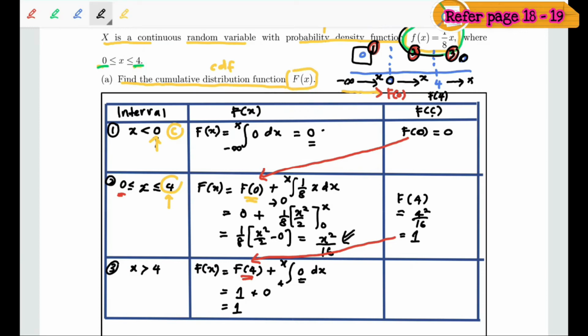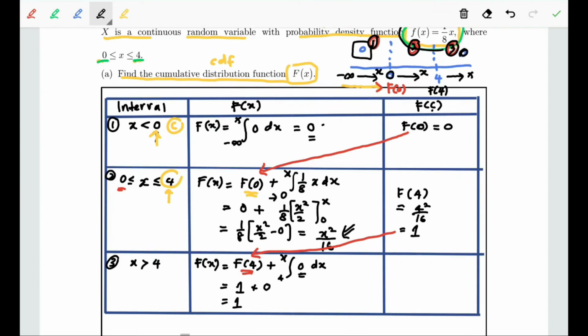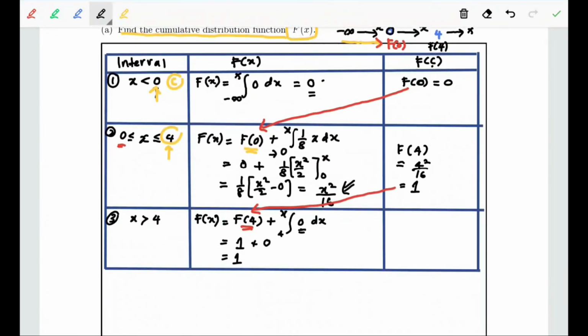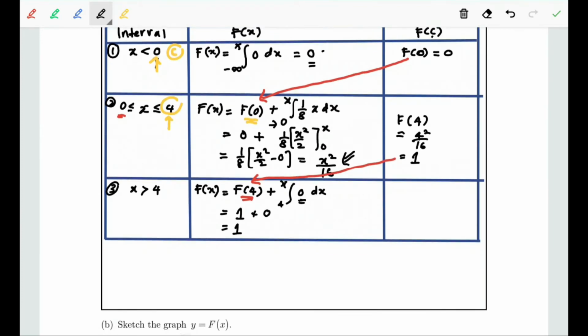So in order to find the CDF, you have to bear in mind that the last function should be 1. You should end up with 1. So then you just stop. Okay, so that's the final step. The final answer should be written in the form of piecewise. So this is the CDF.